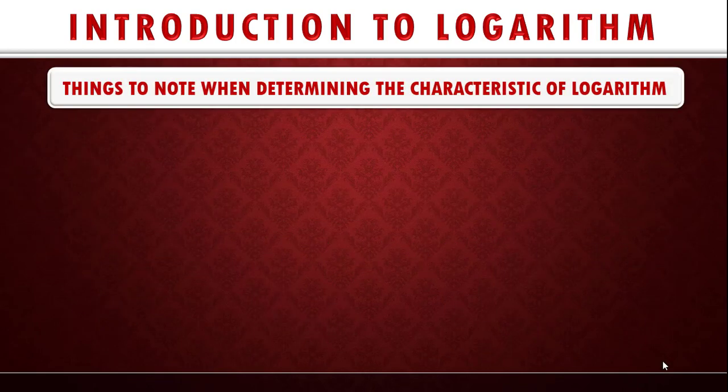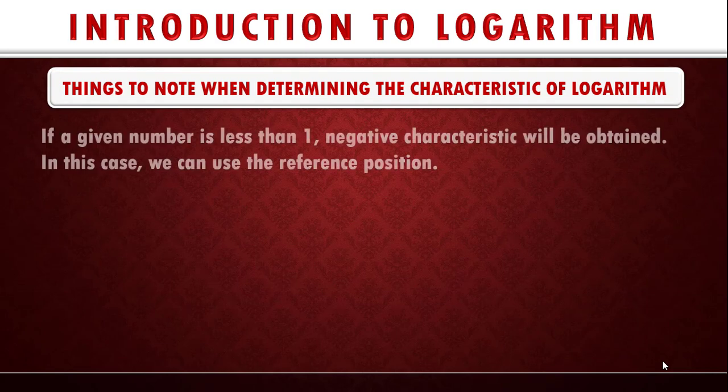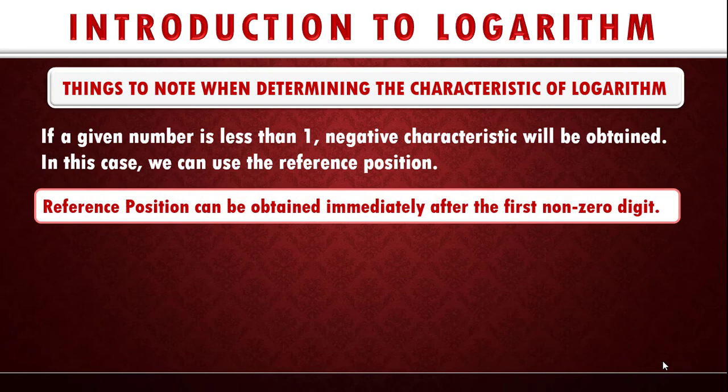The second thing to note when determining the characteristic of logarithm: if a given number is less than 1, a negative characteristic will be obtained. So in this case, we're going to make use of the reference position. The reference position can be obtained immediately after the first non-zero digit. So let's see an example on that.